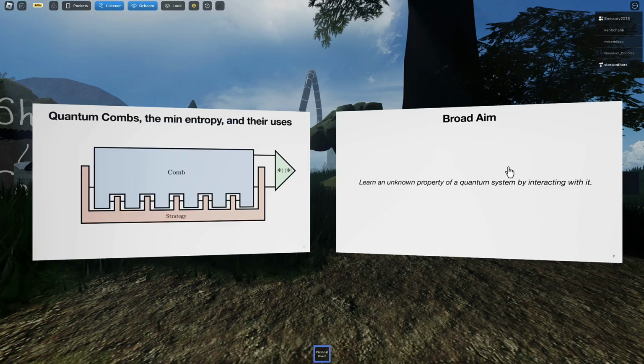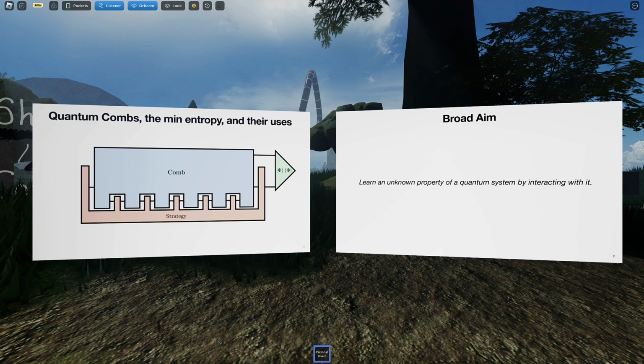Okay, so I'm standing in front of the first two slides, and there's not a whole lot of content on them, but I want to stay here just for a minute or two to outline what this talk is about and how it will be structured. On the title slide, you should see it's called Quantum Combs, the Min Entropy and Their Uses.